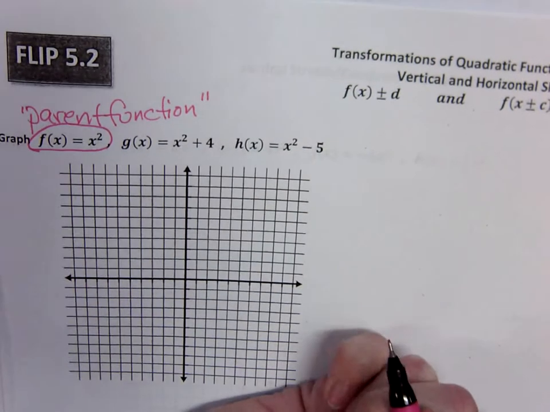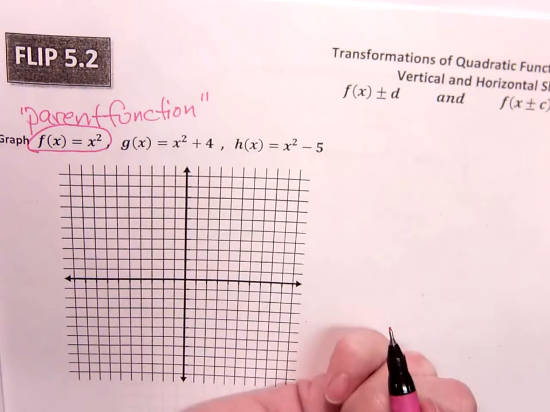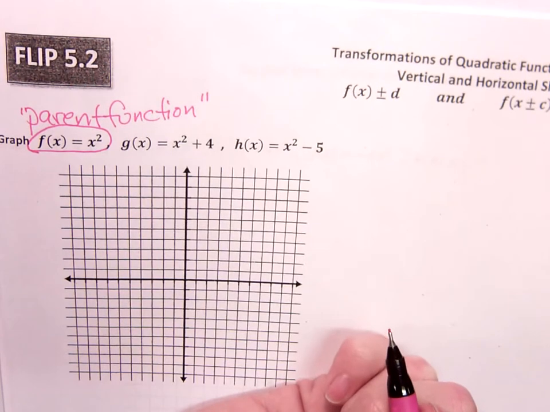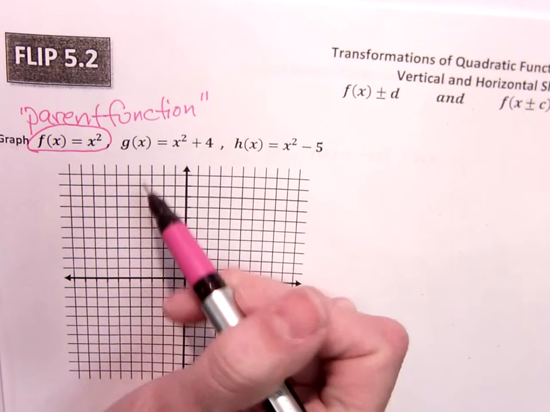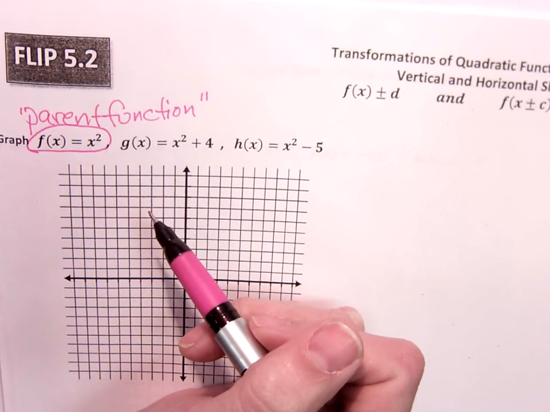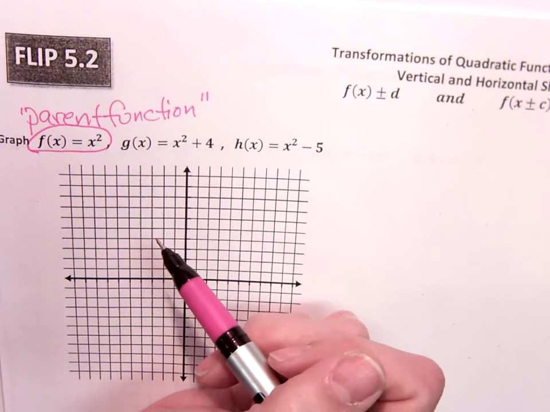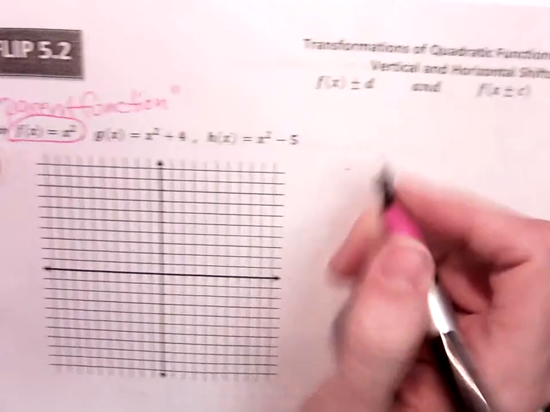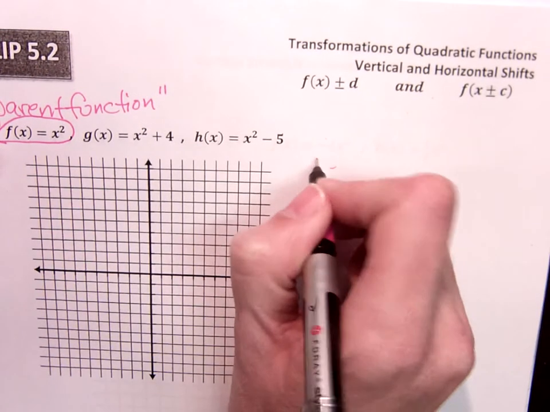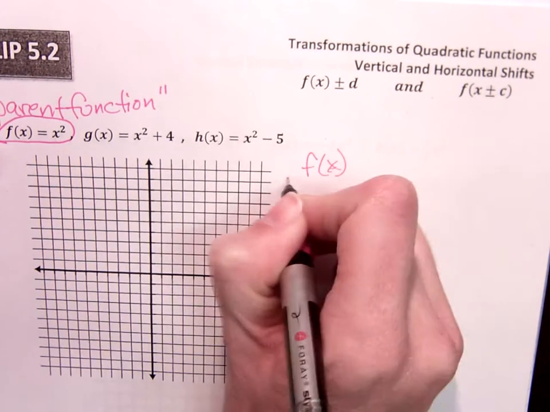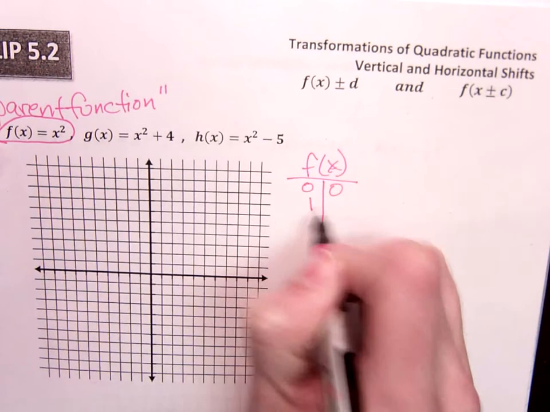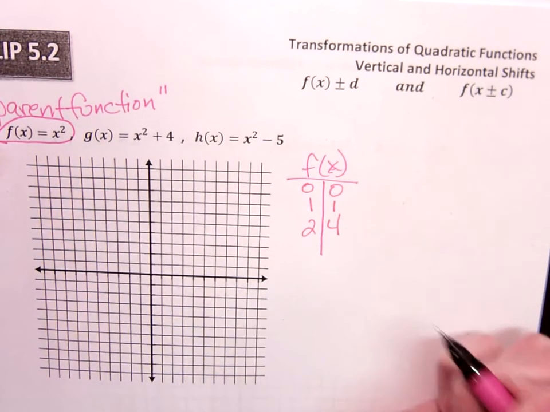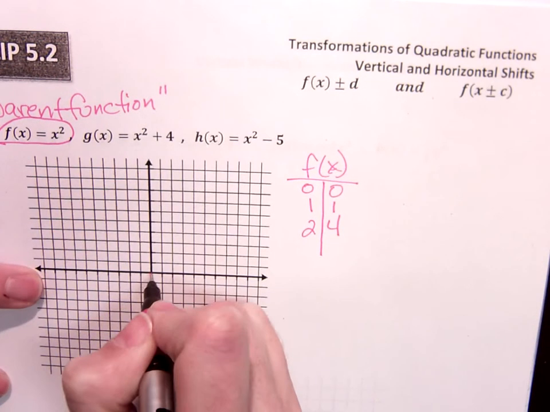It's the simplest, it's the most basic, it's the one that happens before we start changing anything. It has all the characteristics. It's got the x squared, which is going to make that parabola shape, but it hasn't gone anywhere. It hasn't been changed in any way. So if we bring back our table for f of x, we've been starting with 0, 0, 1, 1, 2, 4, and we plot those points.